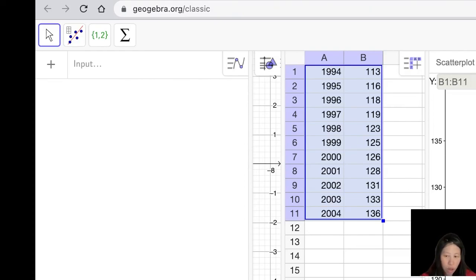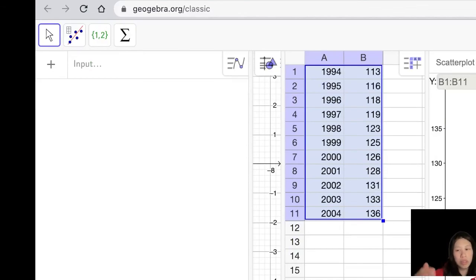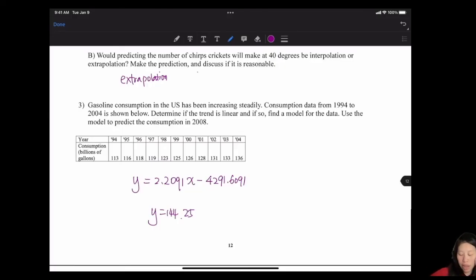Okay, so now they ask you to use the model to predict the consumption in 2008. So all we need to do is just type in 2008 for x, and then it will calculate the y for you, which equals 144.25. So that means we can say, hey, in 2008, the consumption of the gasoline is going to be 144. Okay, that's it for the GeoGebra. Let me know if you have more questions.